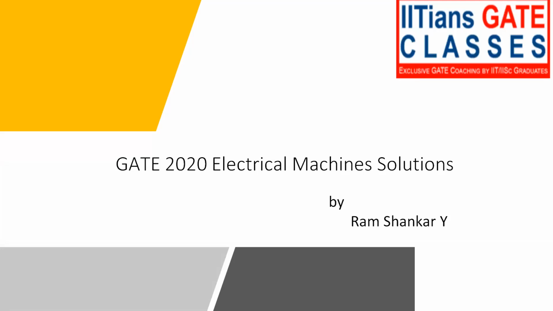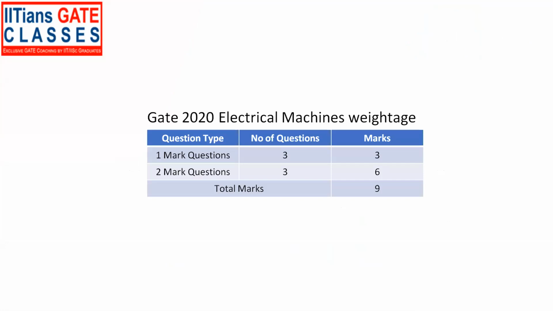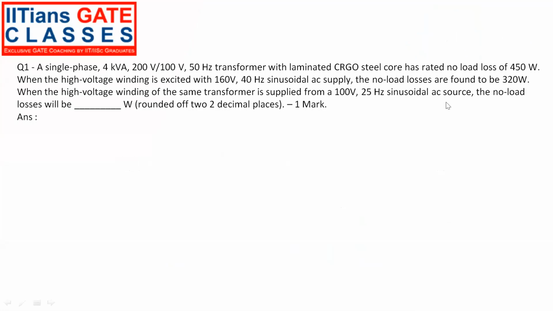In this lecture, we'll be discussing GATE 2020 electrical machines solutions. First of all, let's see the weightage. In GATE 2020, we have three 1 mark questions as well as three 2 marks questions. So in total, it is 9 marks. Now let's start with the first question.